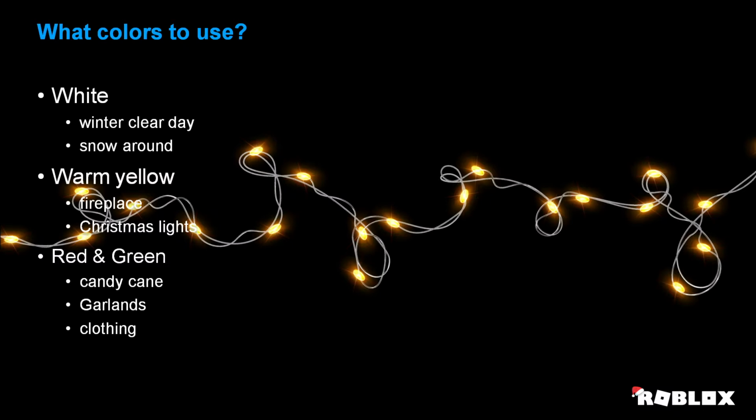The next palette is red and green. And it's a very common thing. For example, you can see it used in candy canes, garlands, clothing, and a Christmas tree, as I said. Anything that goes into your mind.